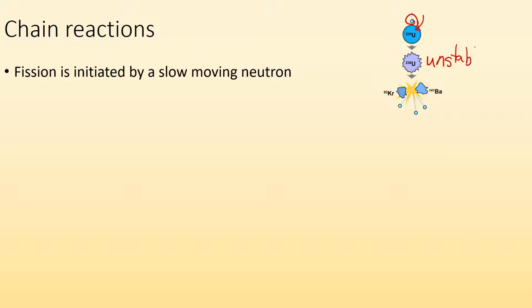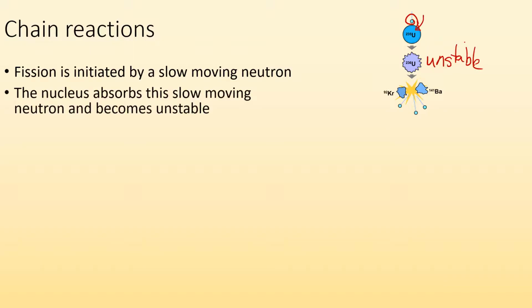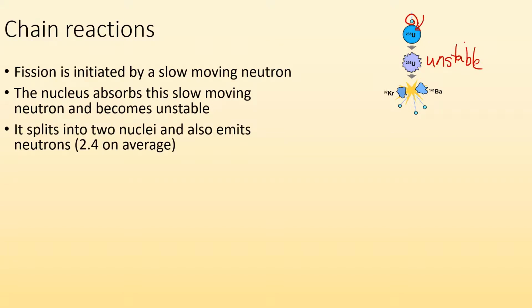So basically, we had a relatively stable nucleus. We added a neutron to it. We made it unstable. So that nucleus absorbs the neutron, becomes unstable, and then it's going to split into two nuclei and also give off more neutrons. On average, 2.4, meaning sometimes it gives off 2, sometimes it'll give off 3. It's an average of 2.4.